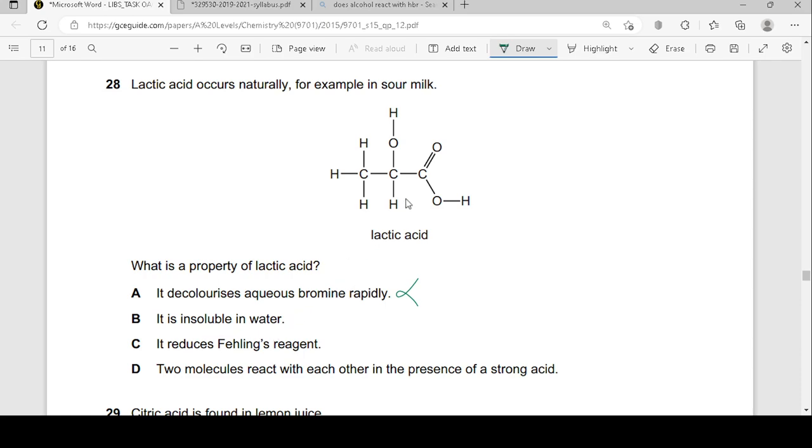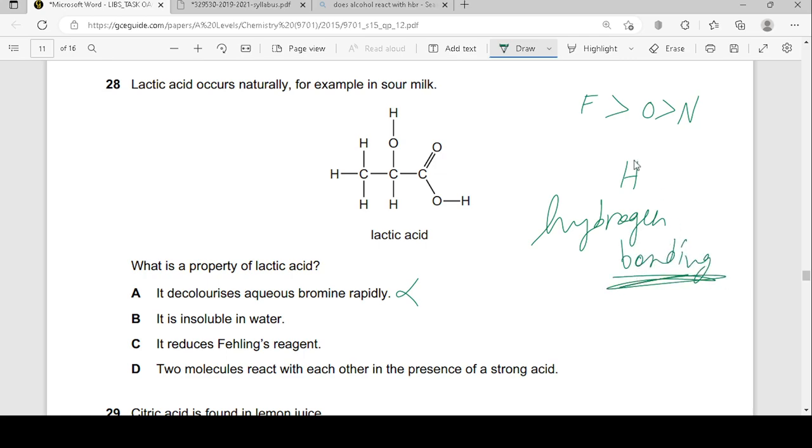Anyways, it is insoluble in water. Why would it be insoluble in water? It's COOH. And you know that when the three most electronegative atoms, F, O, N, are bonded to H in a covalent molecule, you will have hydrogen bonding, which even though the name suggests a bond, is actually an intermolecular force, not a real bond. Anyways, the point here is that this is OH, so O bonded to H, which means yes, there will be hydrogen bonding.